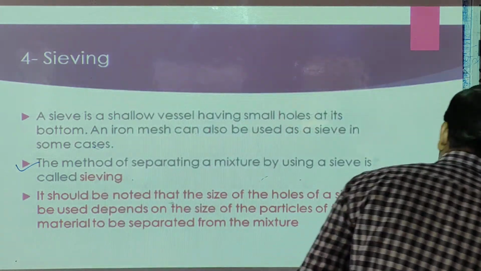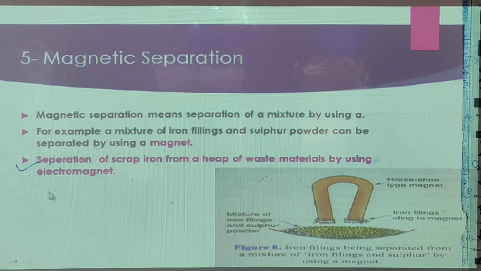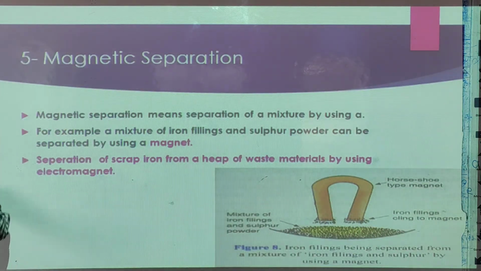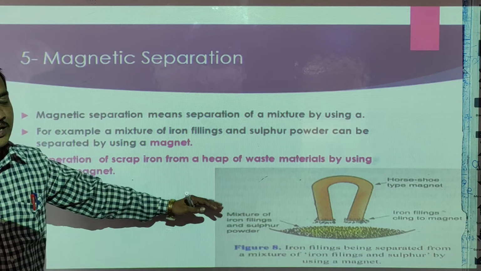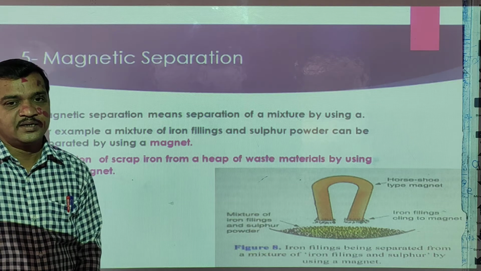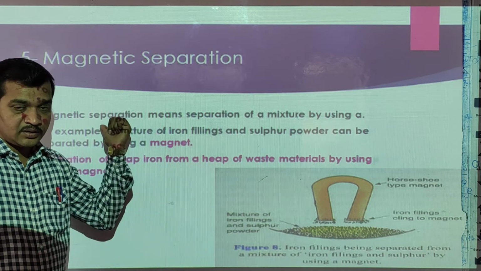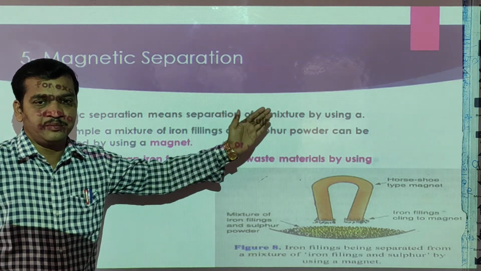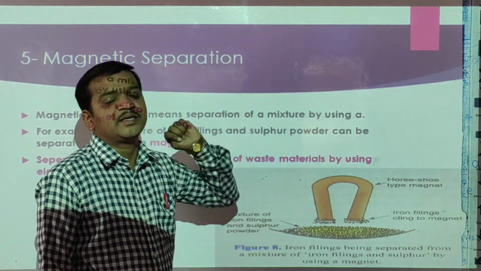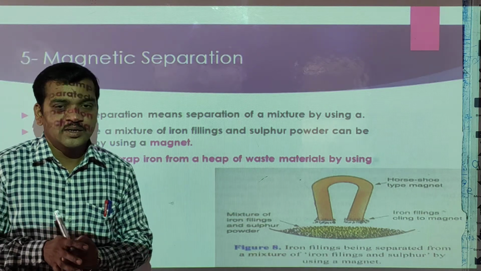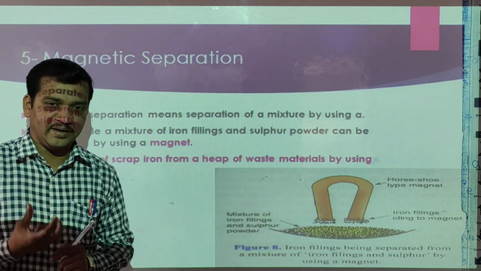Okay students, next, magnetic separation. Now what does magnetic separation mean? In this method of separation, a magnet is used. That is why this method got the name magnetic separation. The separation of substances from a mixture done with the help of a magnet is called magnetic separation. A simple example is a mixture of sulfur powder and iron filings.